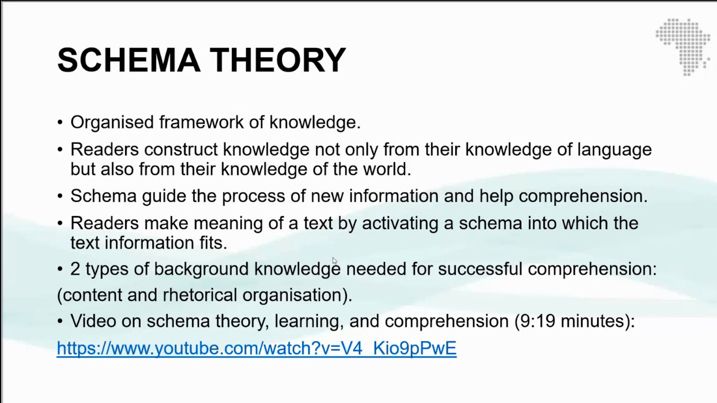We talk about two types of background knowledge needed. First, it's the content background knowledge. They need to know the content of the events, like I'm saying, the mall and what happens there. Then there's the rhetorical organization, how the words are presented to them, how the actual text, now in word or lexical format, is presented to them. That's why it's important also to build vocabulary skills with your learners.